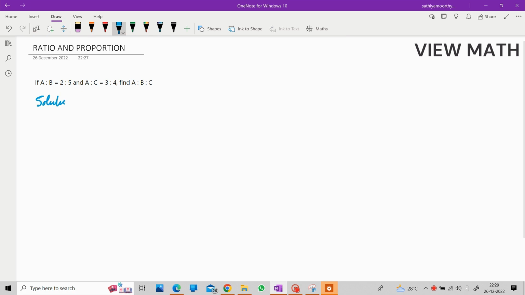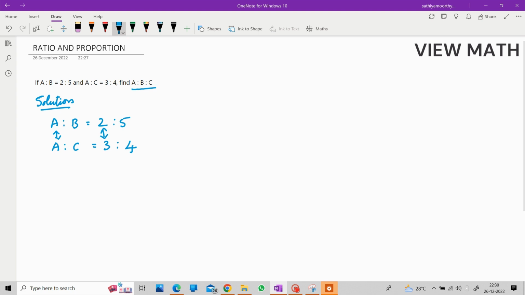Solution. In this problem what is given is A is to B is equal to 2 is to 5 they have given, and A is to C is equal to 3 is to 4 they have given. They are asking us to find A is to B is to C. They are asking us to combine these two ratios. To combine these two ratios I have to make the A values same, only then I can combine. So I can see here the A value is 2 in the first ratio and 3 in the second ratio. So I have to make this value same and then I can combine the two ratios.